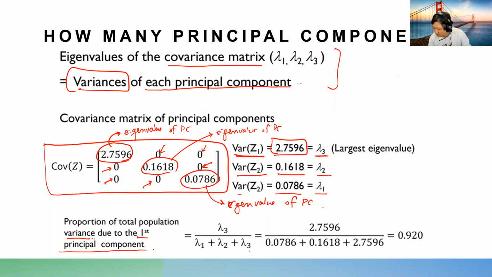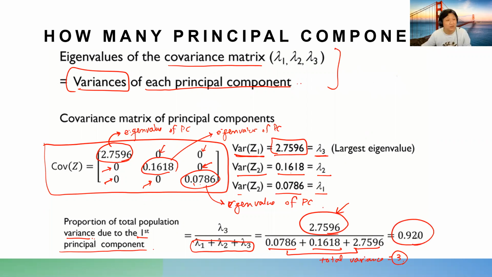So the total variance is this one, 0.078 plus 0.018 plus 2.75, right? This is the total variance. So the total variance should be 3 in this case because we have 3 variables. The total variance is the number of variables because we assume each variance is 1. So the total variance is 3. But the first largest eigenvalue is 2.7596, right? So if you compute this, this is 0.92.